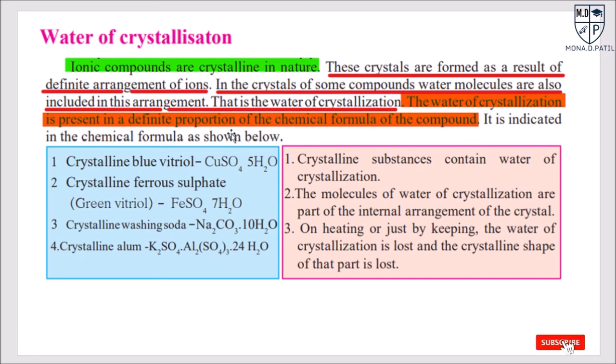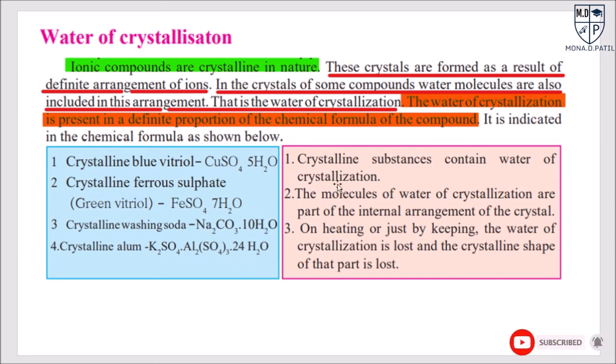So the water of crystallization is present in a definite proportion in the chemical formula of the compound. It is indicated in the chemical formula given here. Crystalline blue vitriol, so copper sulfate with 5 molecules of water. Crystalline ferrous sulfate, 7 molecules of water. And crystalline washing soda, sodium carbonate with 10 molecules of water. Crystalline alum, potassium aluminium sulfate, has 24 molecules of water.